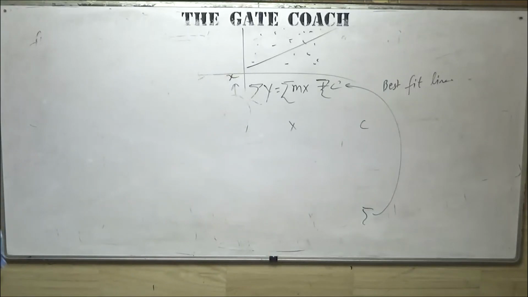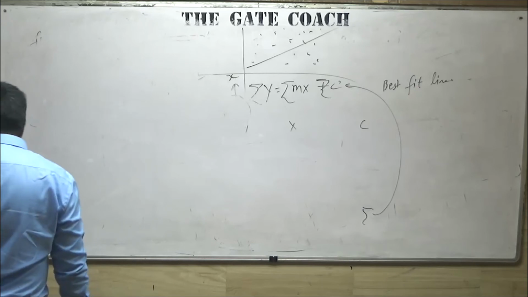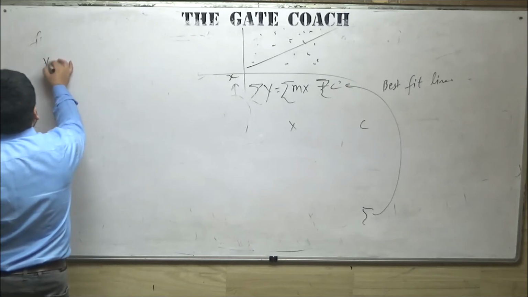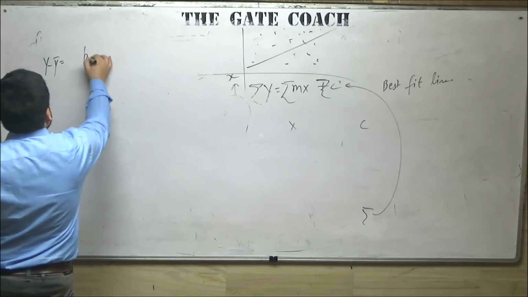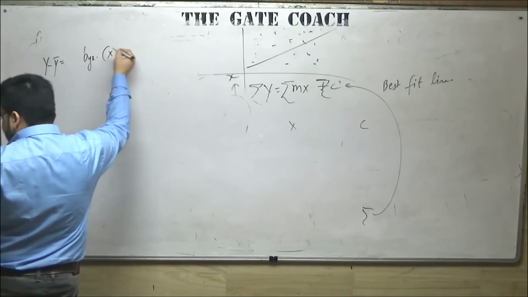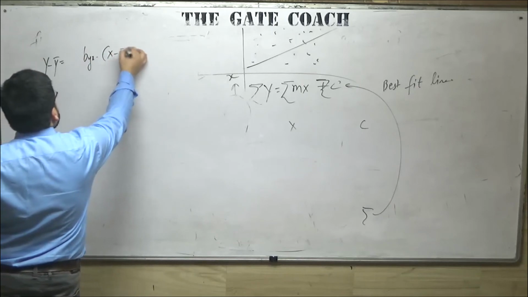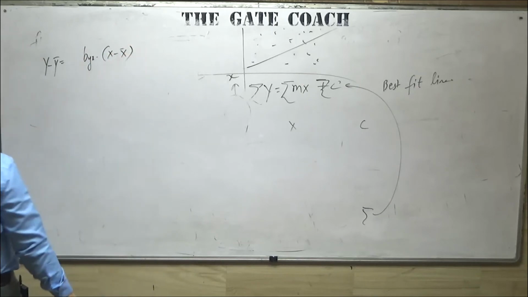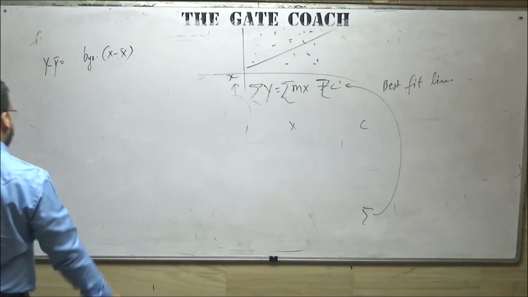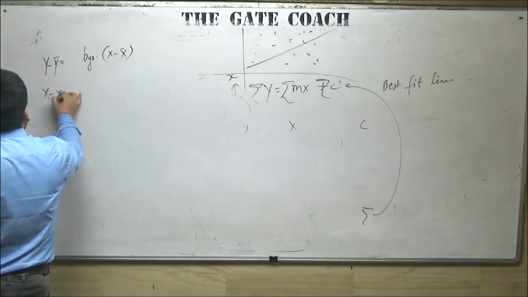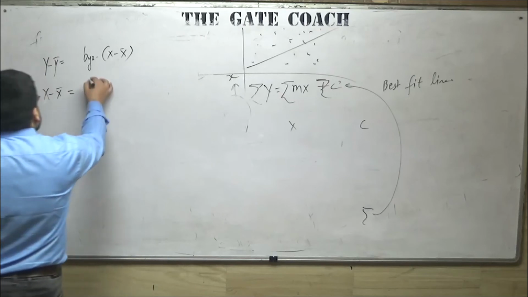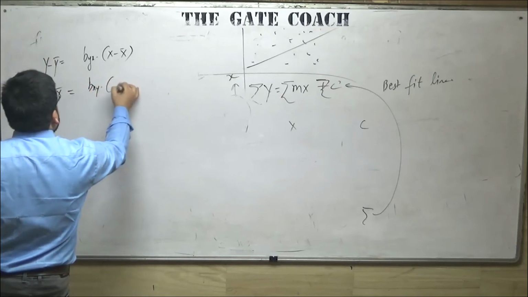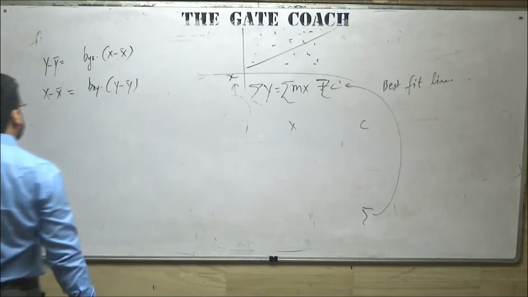In regression analysis, we have two types of lines. One is the regression line y on x. It is defined as y minus y bar equals byx into x minus x bar. And the regression line of x on y is defined as x minus x bar equals bxy into y minus y bar. Here x bar and y bar are the mean values.